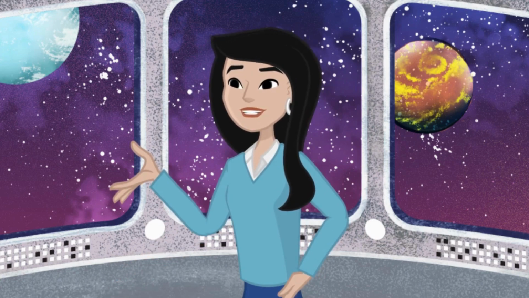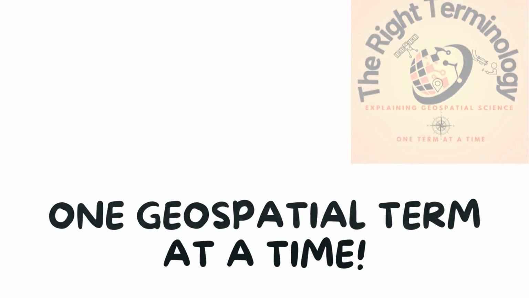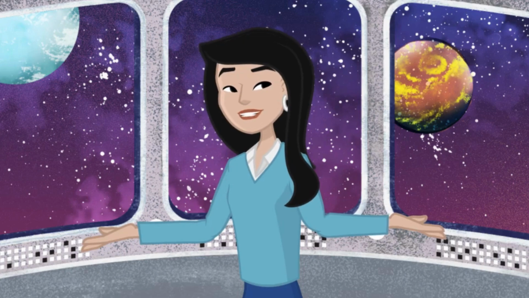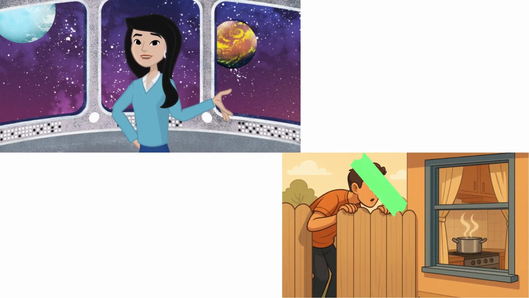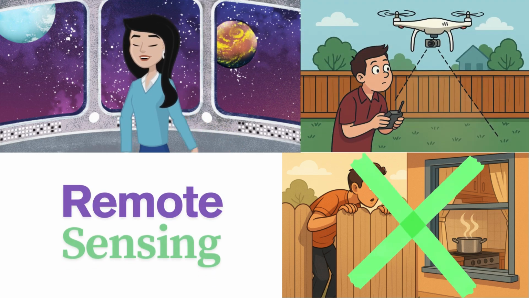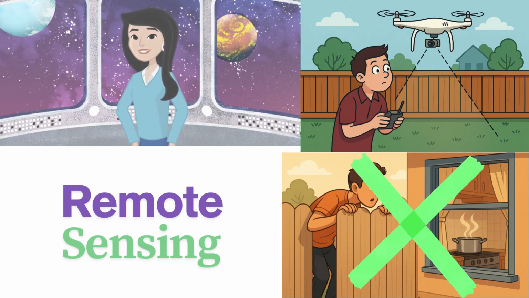And let's break down the term remote sensing, one simple step at a time. If you can sense something without touching it, that's remote sensing. Instead of peeking over the fence, you can use a drone to sniff the scene from far above. That's remote sensing in the geospatial domain, minus the nosy neighbor part, of course.